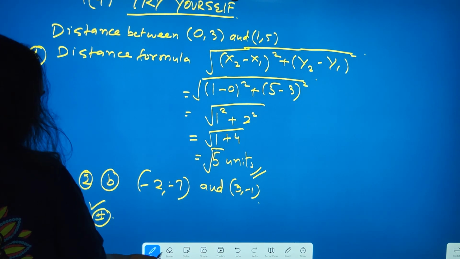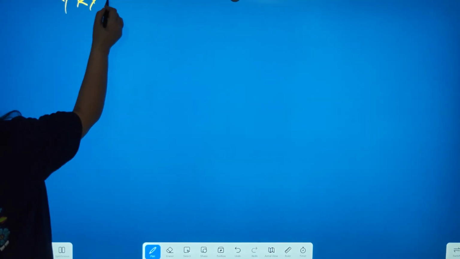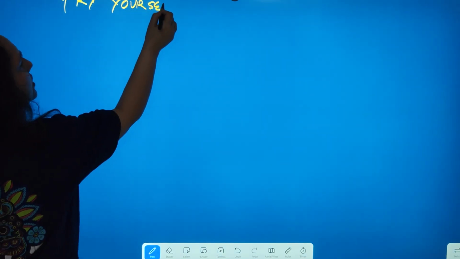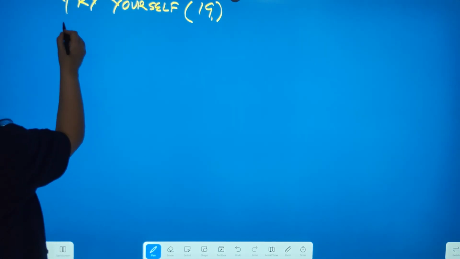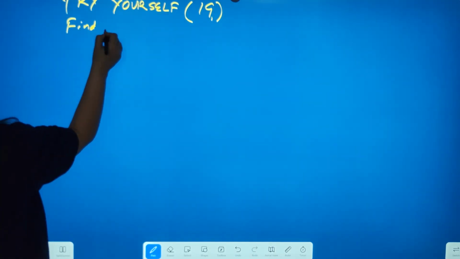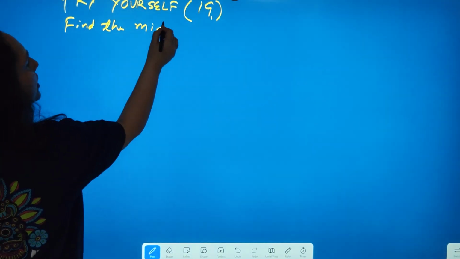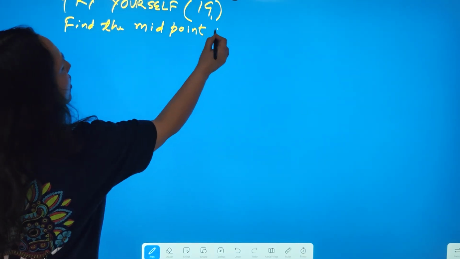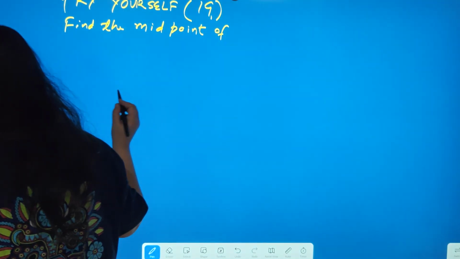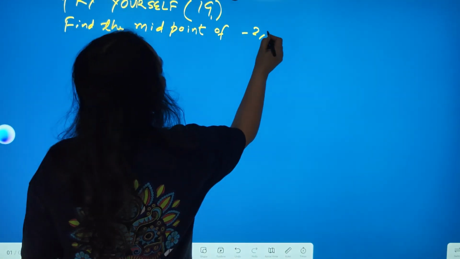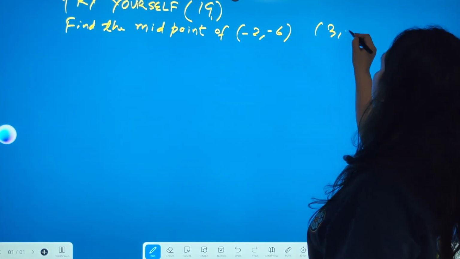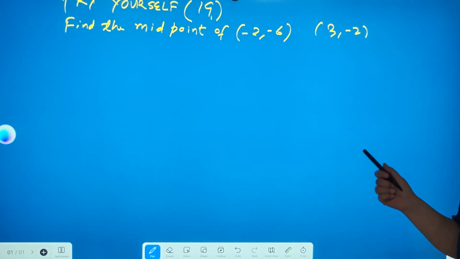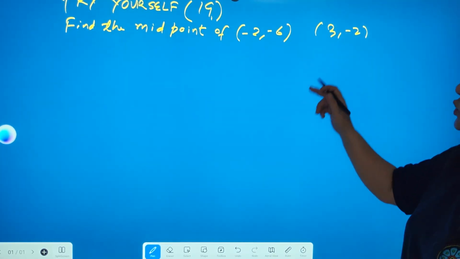Similarly, in the next one, try yourself. It is the same exercise, exercise 1G. Try yourself: find the midpoint of (-2, -6) and the second point (3, -2). Now you need to find the midpoint between these two points.